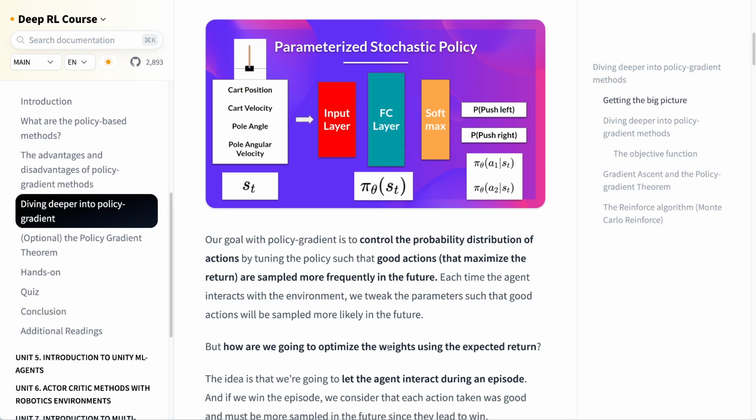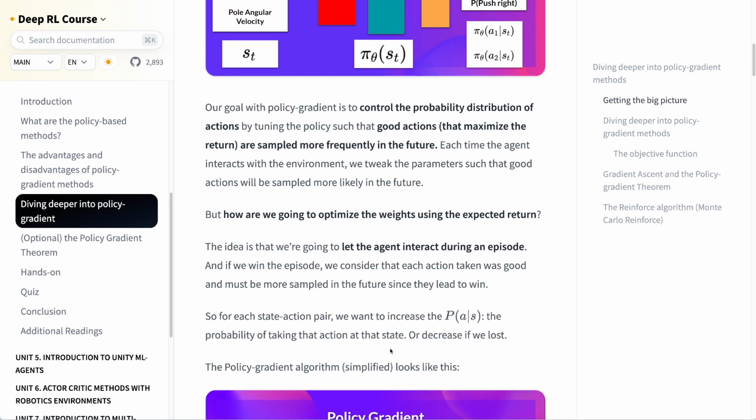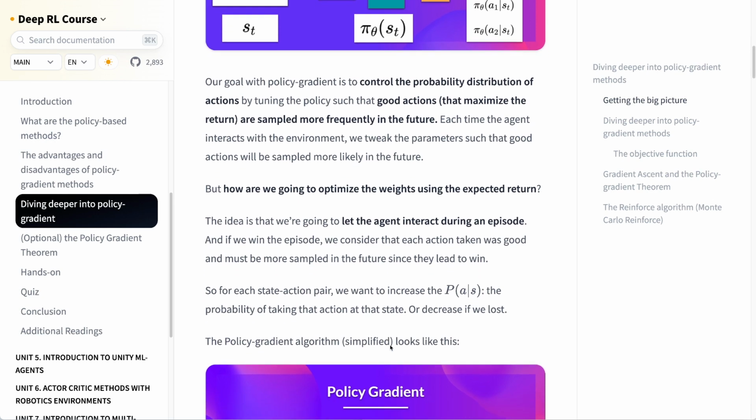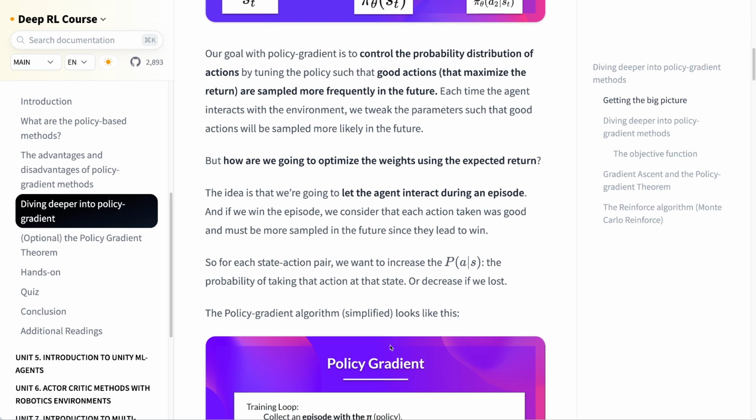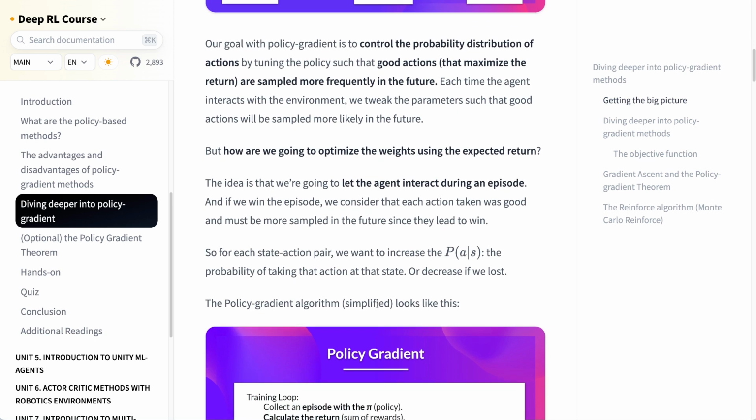But how are we going to optimize the weights using the expected return? The idea is that we're going to let the agent interact during an episode. And if we win the episode, we consider that each action taken was good and must be more sampled in the future since they led to the win. So for each state action pair, we want to increase the probability of taking that action at that state, or decrease it if we lost.